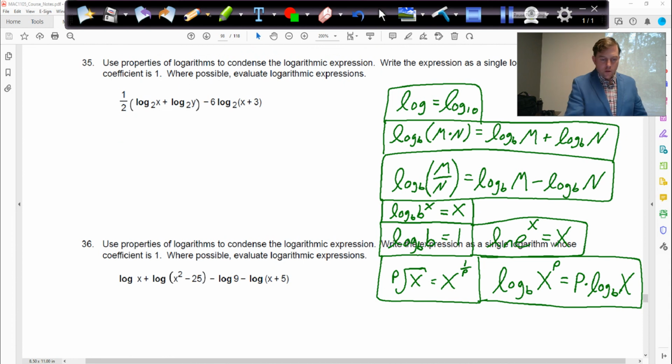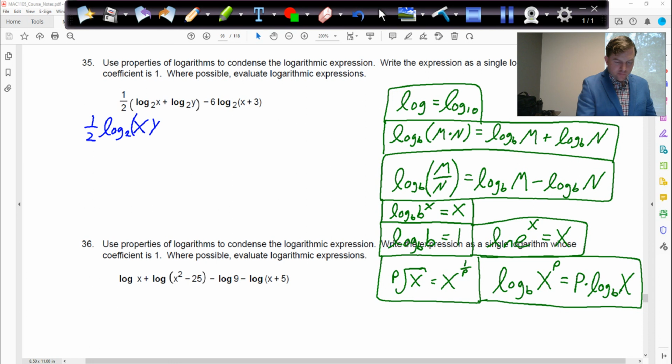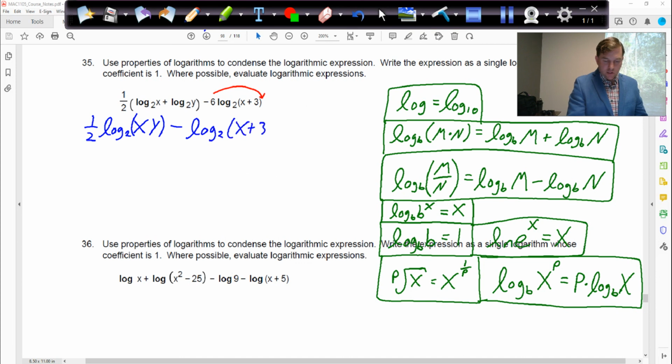Okay, 35. Same idea, we're going in reverse. So the first thing we're going to write is this is 1/2 log base 2 of x times y. And then it's going to be minus, let's bring that 6 to the top, and we'll call it log base 2 of x plus 3 to the 6th power.